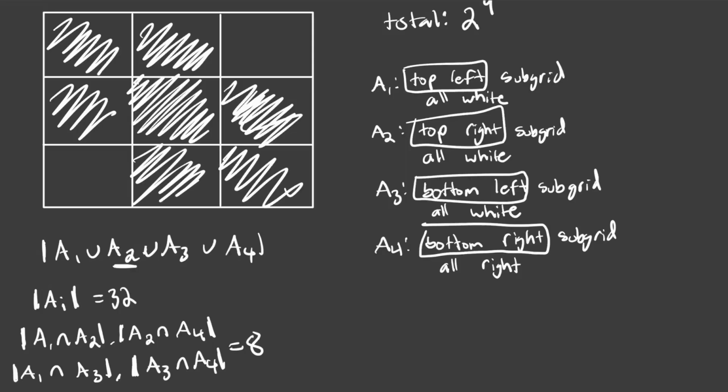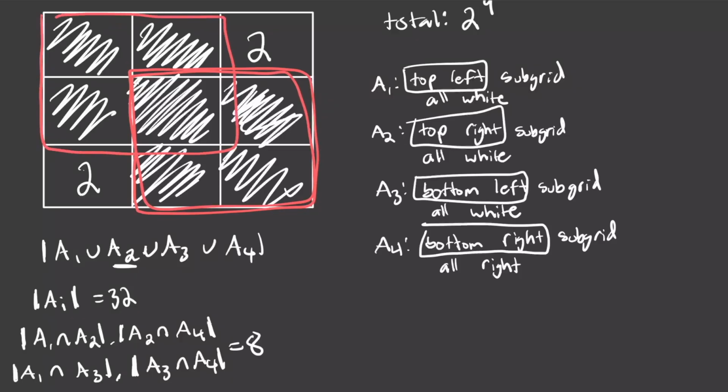Now this intersection right here was not counted 8 different times. It was only counted 4 different times because we only have 2 different options for our remaining squares. So this arrangement right here was accounted for 4 different times when we were calculating the magnitude of A4 and 4 different times when we were calculating the magnitude of A1. So we need to subtract this off 1 time as well.